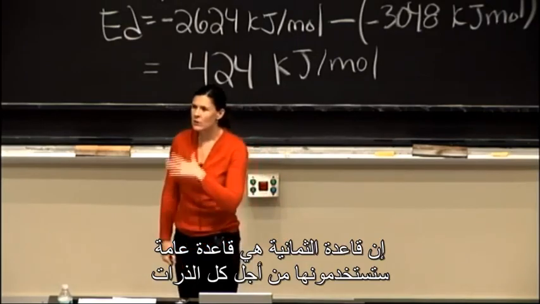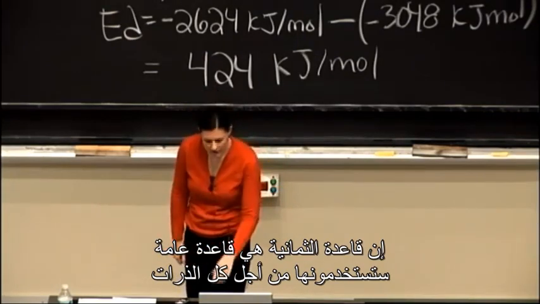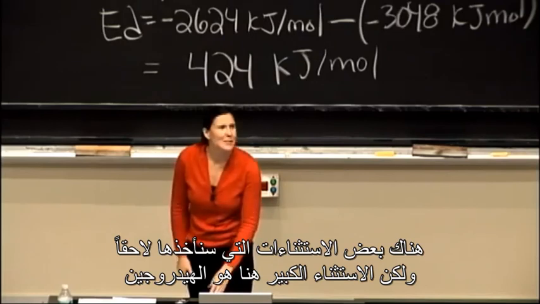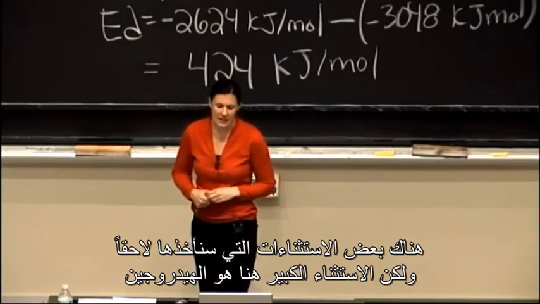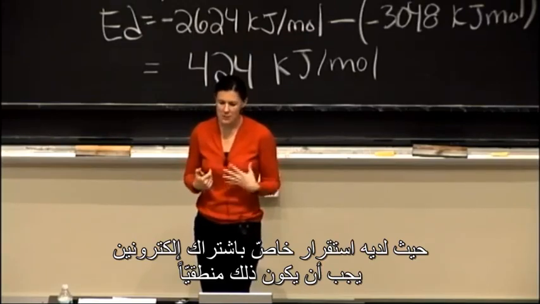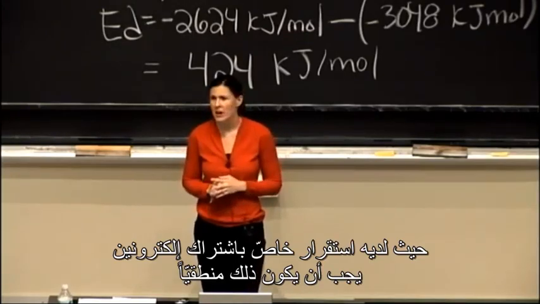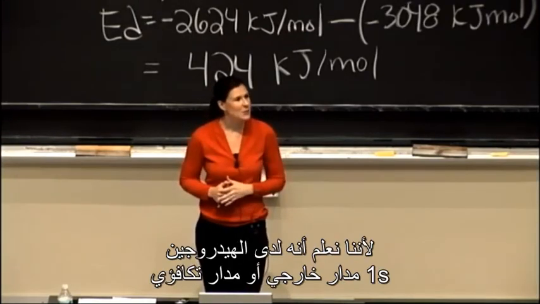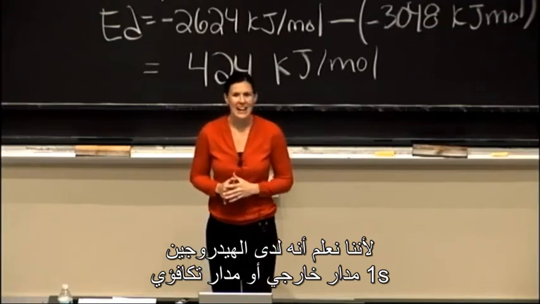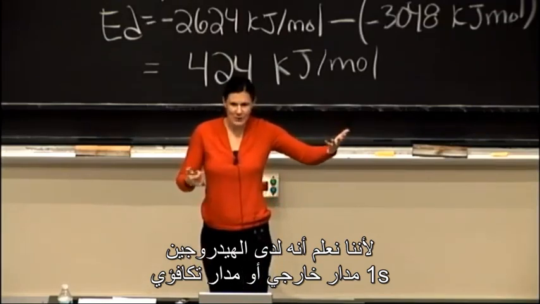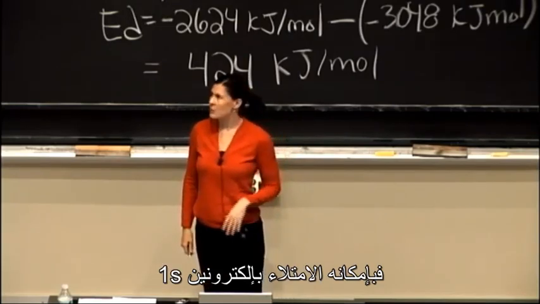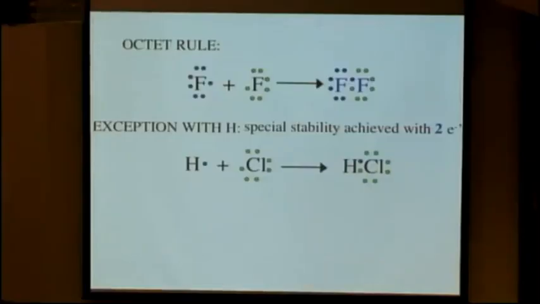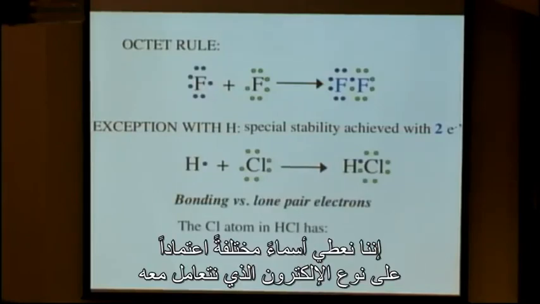So the octet rule is a general rule that you'll use for all of the atoms. There are some exceptions, which we'll get to later, but the only big exception here is with hydrogen, which has a special stability that's associated with 2 electrons. This should make a lot of sense because we know that hydrogen has 1s as its outermost or valence orbital, so it can be filled up just with 2 1s electrons. And we give different names depending on what kind of electrons we're dealing with.